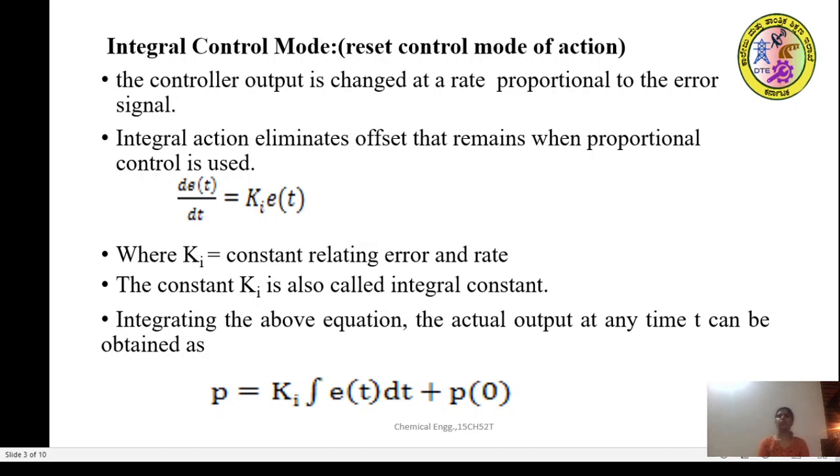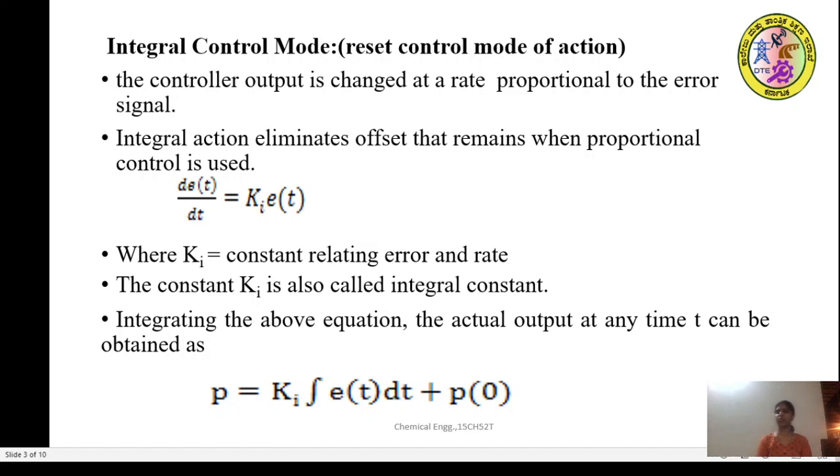So the integral control mode of action is also known as reset control mode of action. Here, the output value of the controller is changed at a rate proportional to the error signal, or the correction is being made based on the error at a rate proportional to the error signal. So integral action eliminates the offset that has remained when the proportional controller is being used.